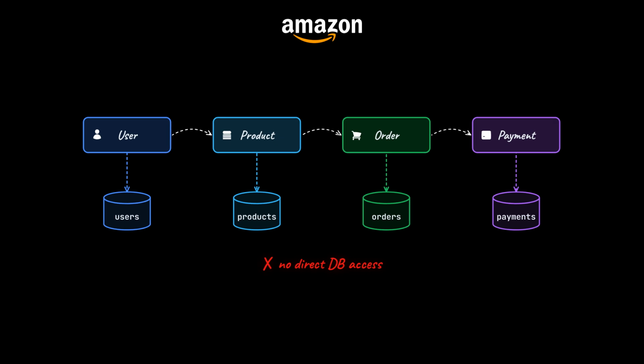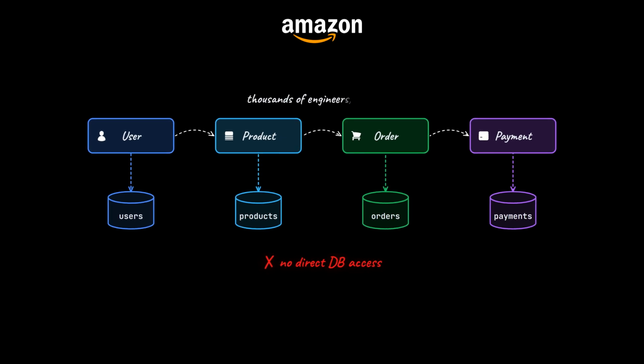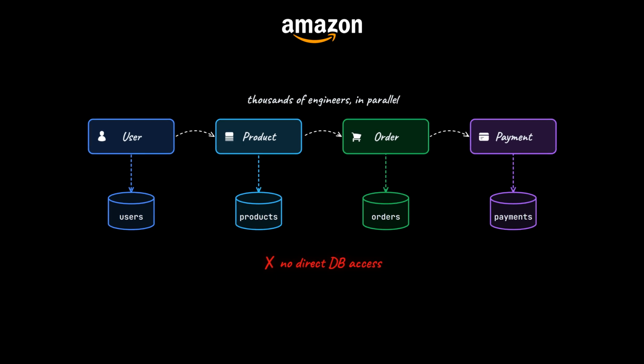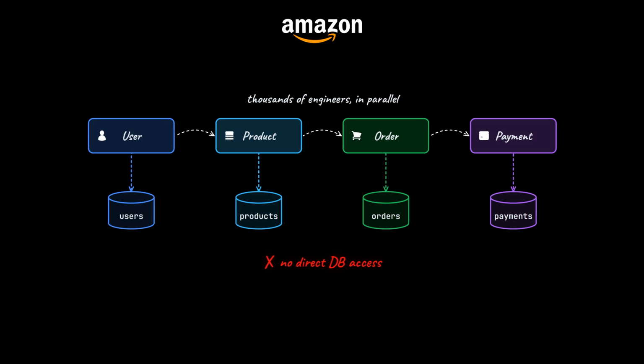And this only is the real magic. This is the thing that allows thousands of Amazon engineers to work in parallel without coming in each other's way. The user team can redesign their full schema on any normal day, and the order team will not even come to know about it. So let us bring it all together.